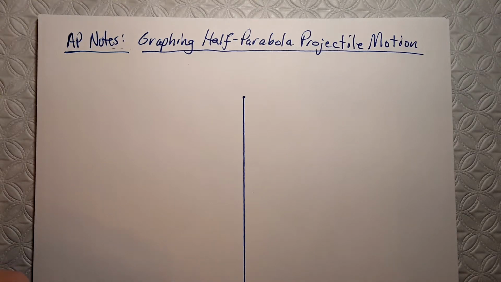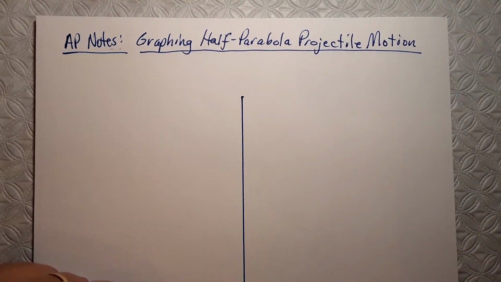Hello everybody. If you'll get some paper, and I'm just using ordinary printing paper, we're going to take a look today at how you graph half parabola projectile motion. We're going to look at position time graphs, velocity time graphs, and acceleration time graphs in both the vertical or y plane and the horizontal or x plane.